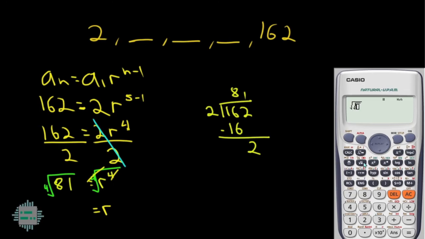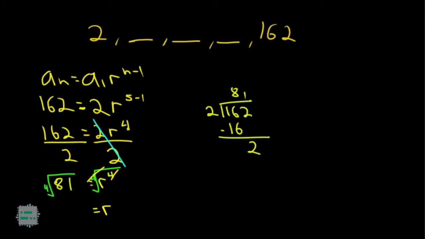Ayun, since 4th root naman, baka pwedeng dalawang beses natin i-extract yung root ni 81. Then makita natin yung 3. To double check, pwede mong i-times si 3 sa sarili niya 4 times or 3 raised to 4. Makita natin na 81. So tama tayo. 3 yung value na hinahanap natin. Which means r here is 3.